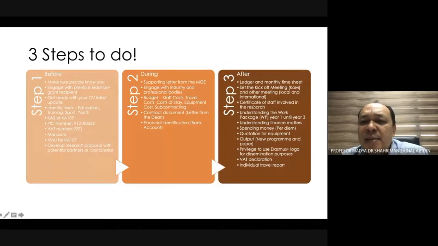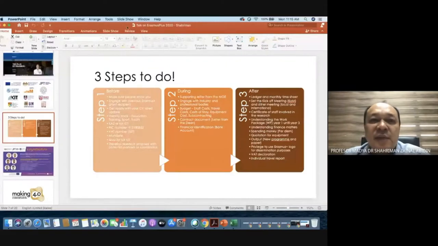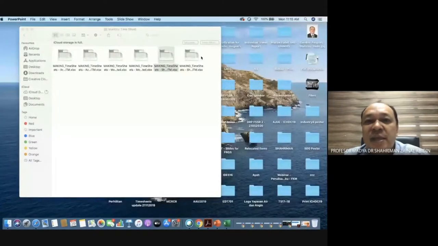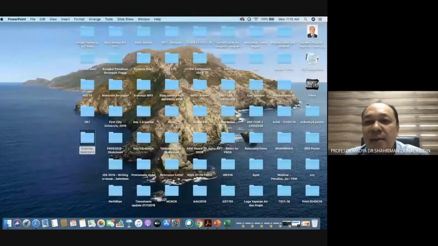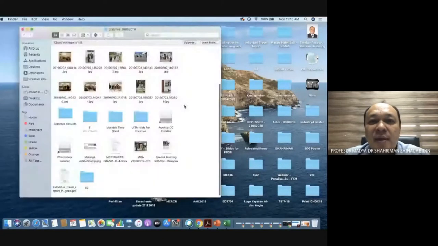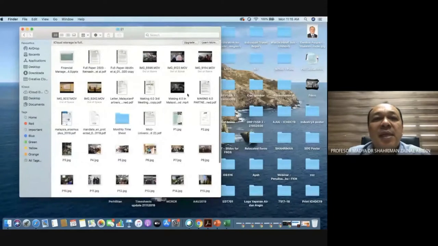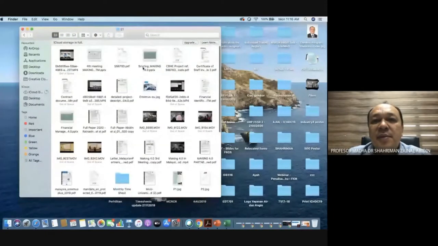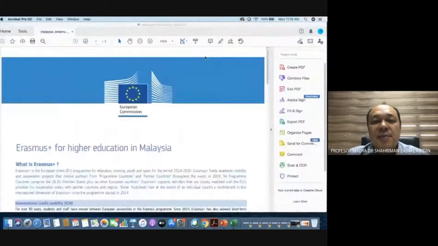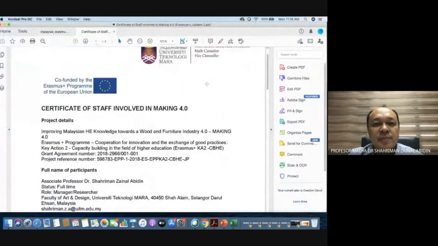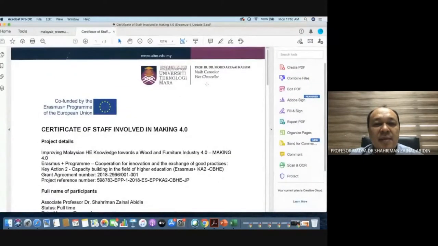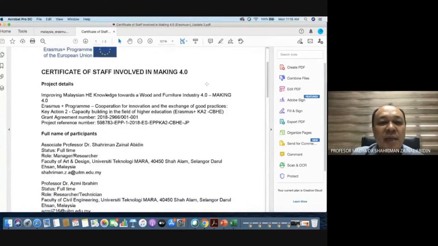And then you need to provide a certificate of staff involved in research. The certificate of staff involved in research has a form, and this letter is from my VC. The VC knows he will have to provide this form, the certificate of staff involved in making 4.0.